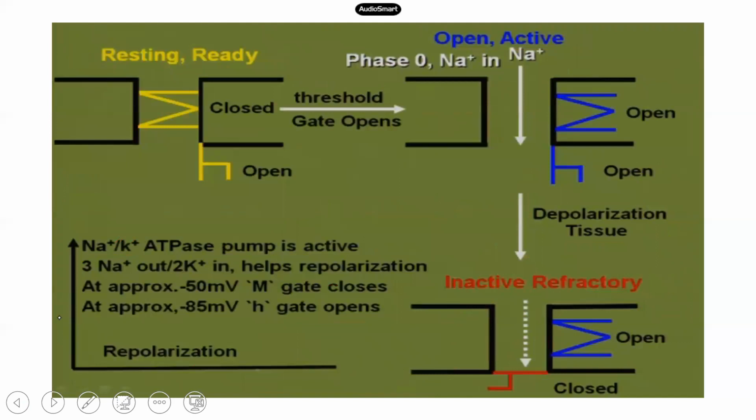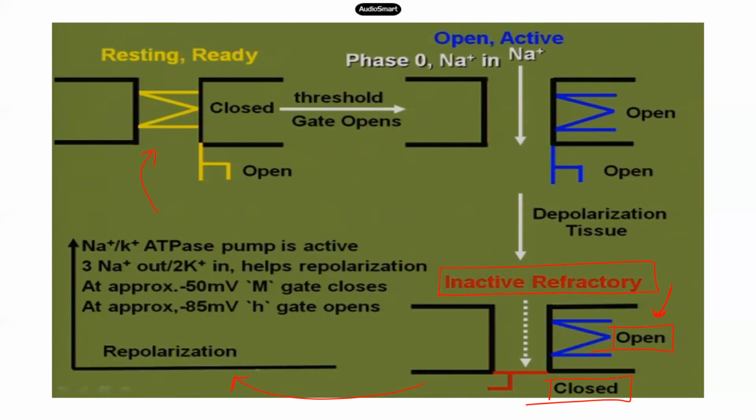Now, if you look at this particular slide, the inactive and refractory state, this is the point where your H gate was remaining closed and your M gate was open. Now, after this point, there will come a point of repolarization and the cell will again go back to its resting and ready state.